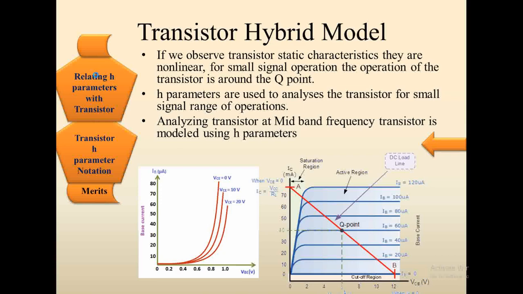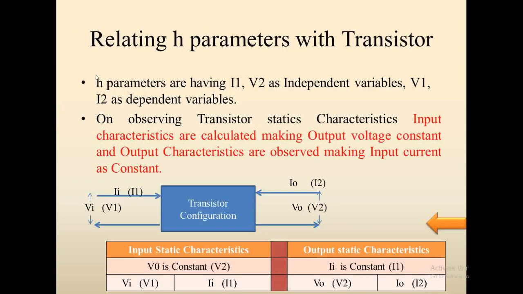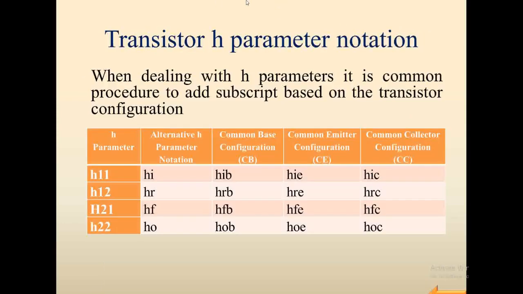We observe that H parameters have two independent variables named I1, V2, and two dependent variables named V1, I2. The similar notation is observed in the transistor static characteristics. In the input static characteristics, we are making V2 a constant. In the output static characteristics, we are making I1 a constant. So we come to know that output voltage and input current are independent variables and the remaining two variables are dependent variables.